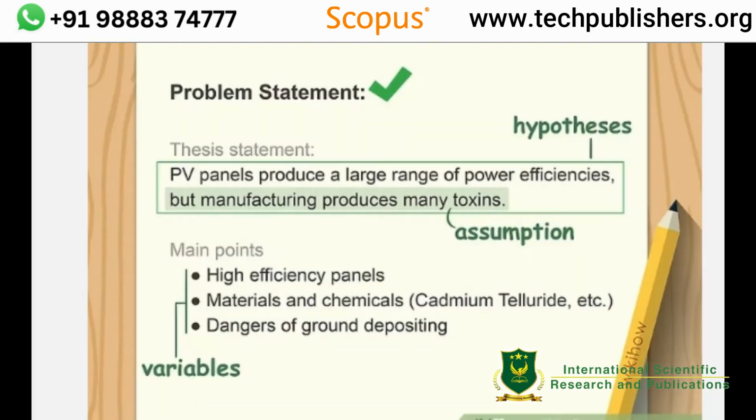Hello, in today's video I am here to explain how to write a research methodology. The research methodology section of any academic research paper gives you the opportunity to convince your readers that your research is useful and will contribute to your field of study.